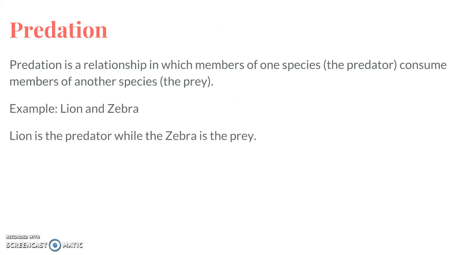First, let's talk about predation. Predation is a relationship in which members of one species, the predator, consume members of another species, the prey. The example that is provided for you on the slide is a lion and a zebra. Lions are carnivorous animals that are considered the predators in this example, while the zebras are herbivores. Therefore, the lion is going to eat and consume the zebra, and this is an example of predation. The zebra is the prey.